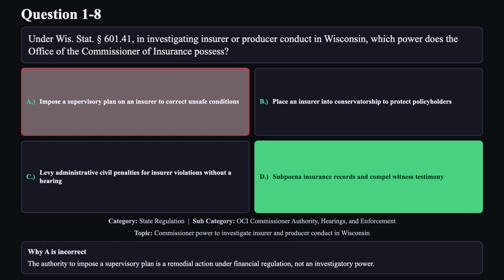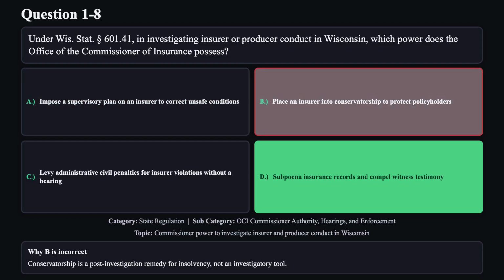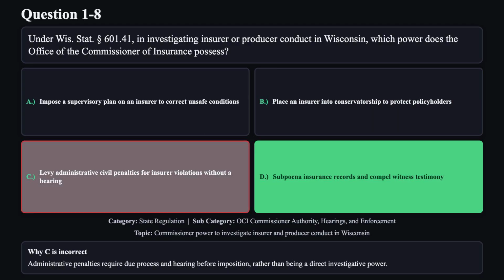Reason A is not correct. The authority to impose a supervisory plan is a remedial action under financial regulation, not an investigatory power. Reason B is not correct. Conservatorship is a post-investigation remedy for insolvency, not an investigatory tool. Reason C is not correct.